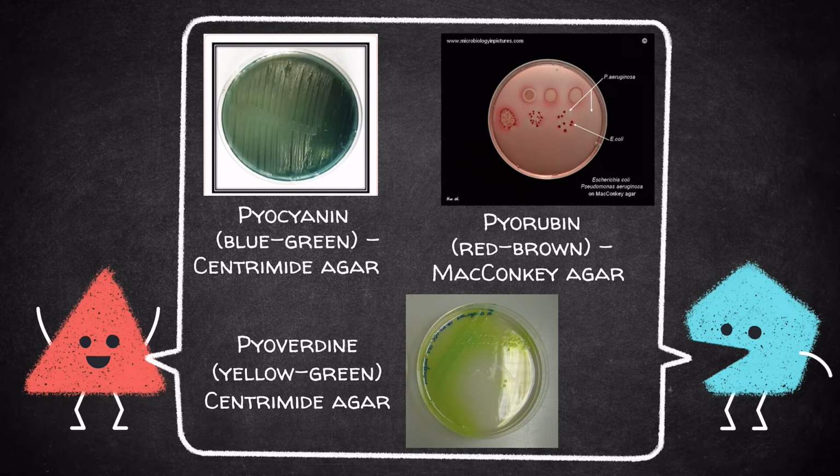Next one is the pyorubin, or the red-brown, on a MacConkey agar. The third one is the pyoverdin. This one is the yellow-green on a Centrimide agar.